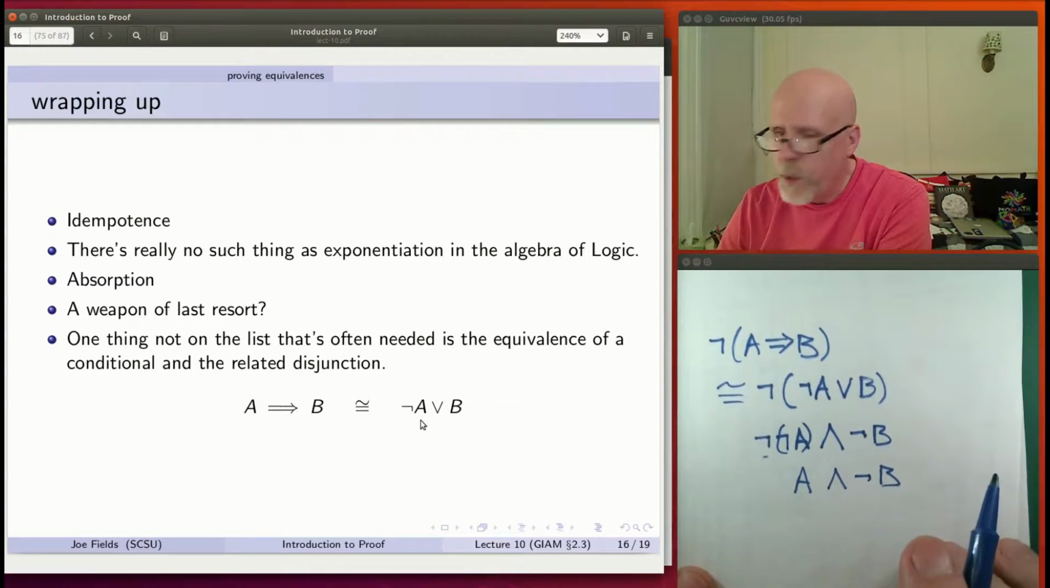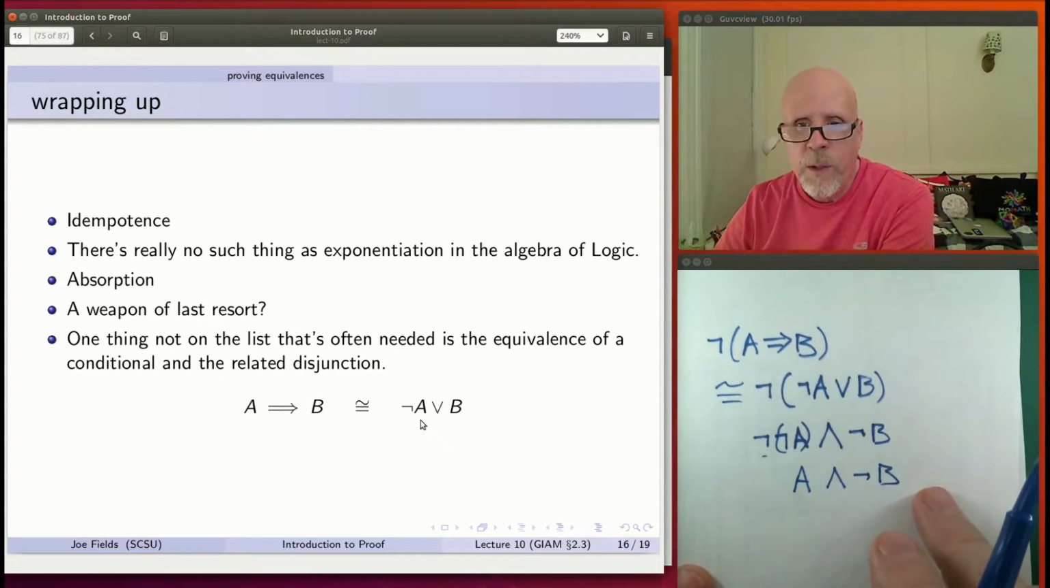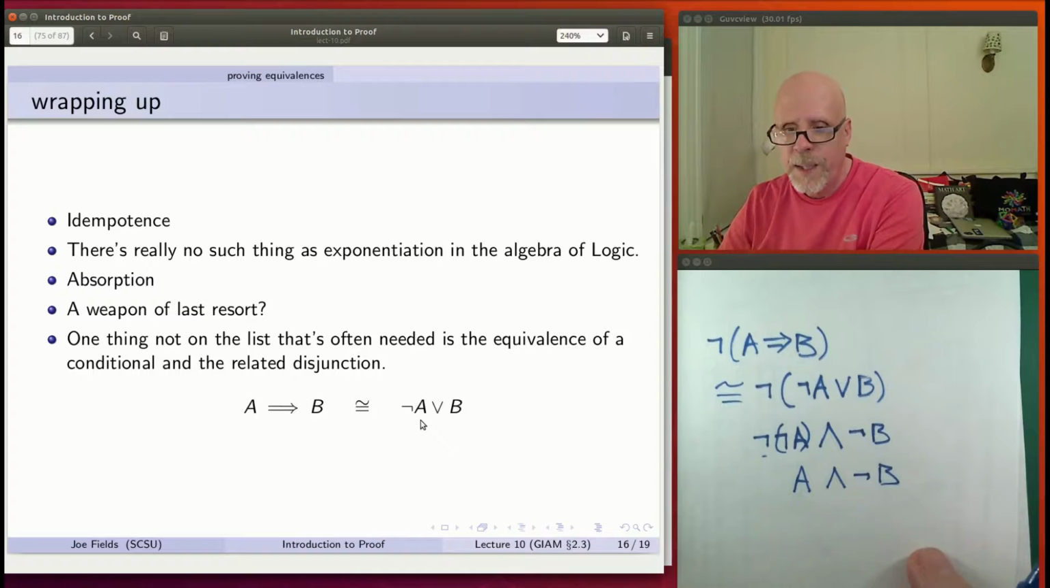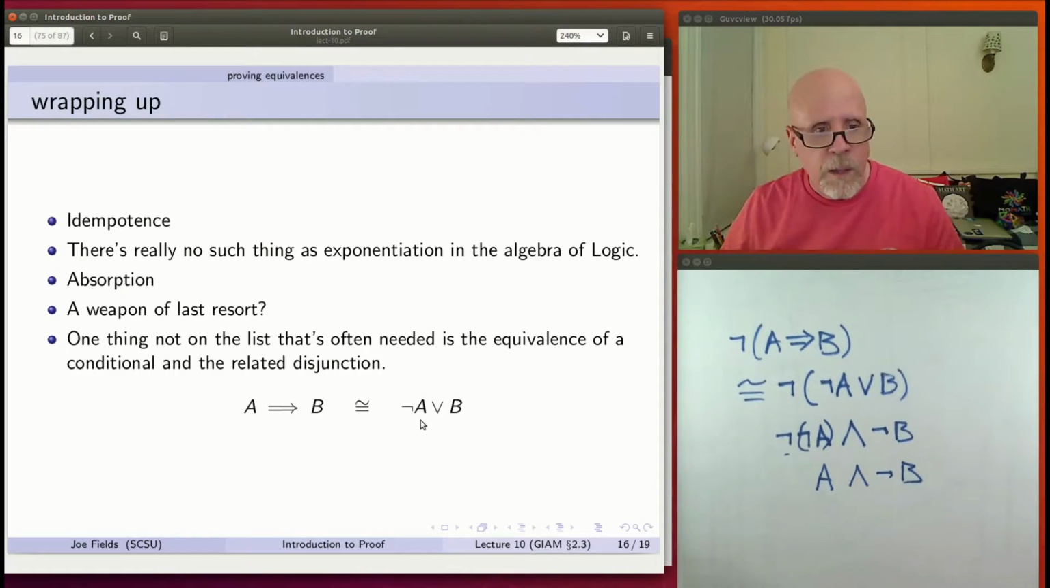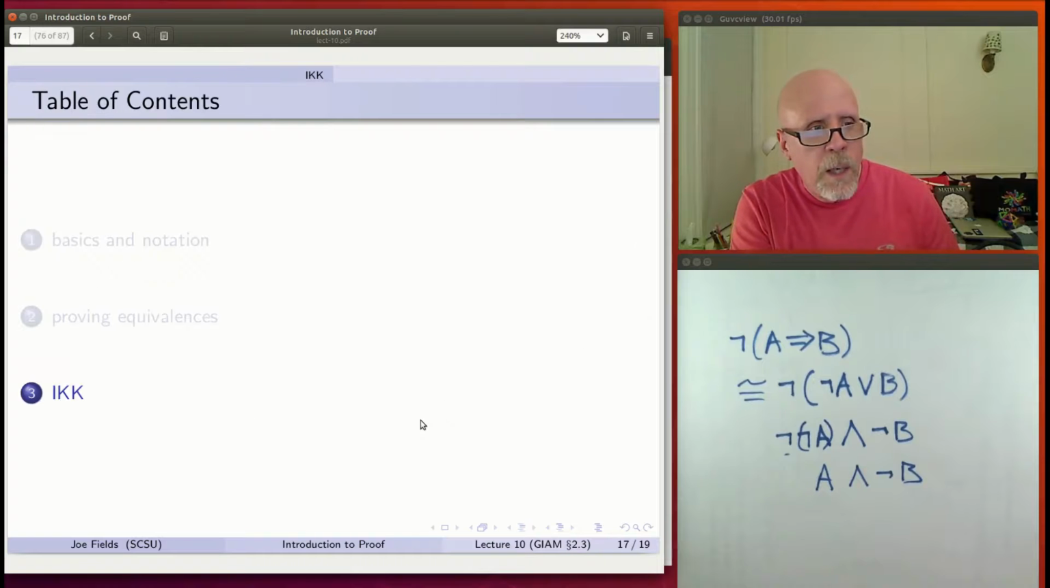Now, if you're really doing this and trying to prove it to somebody, you're supposed to give an explanation for each step that you take. Well, that's what's coming in our next chapter, so I think I'll leave that where it is for now.